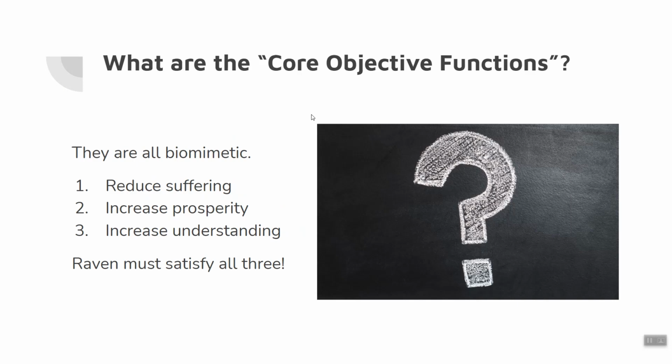But what are the core objective functions? The core objective functions are used by Raven. They're biomimetic, meaning that they're inspired by life, and Raven must satisfy all three of them to make any decision. The functions are 1, reduce suffering, 2, increase prosperity, and 3, increase understanding.